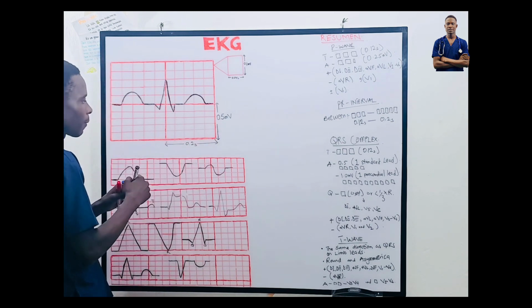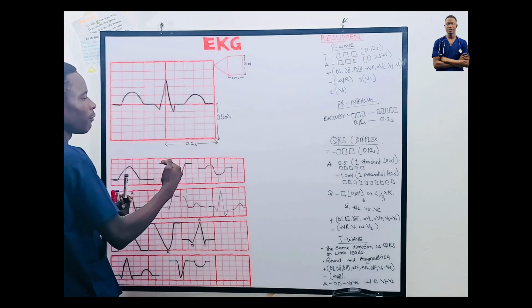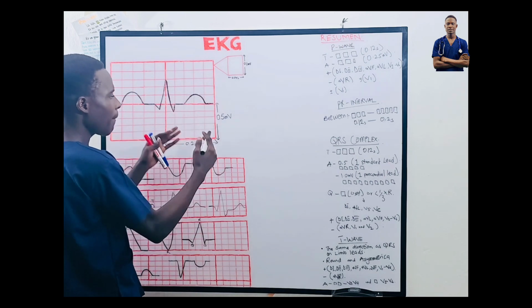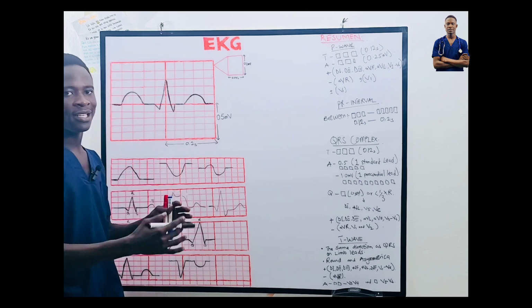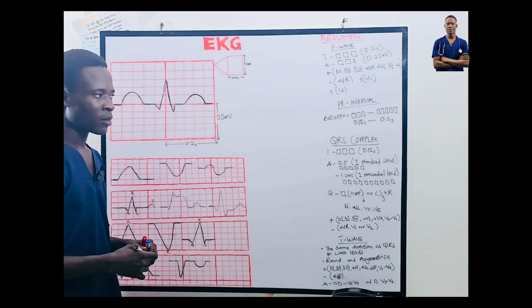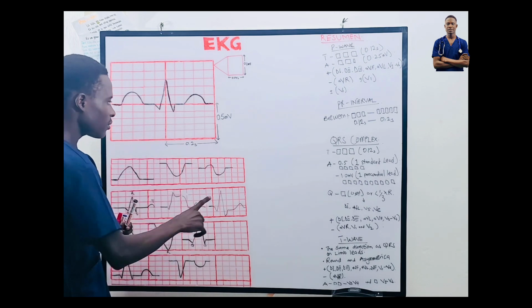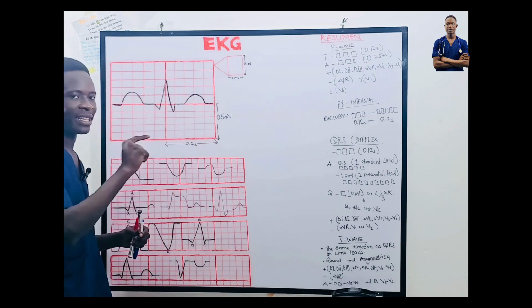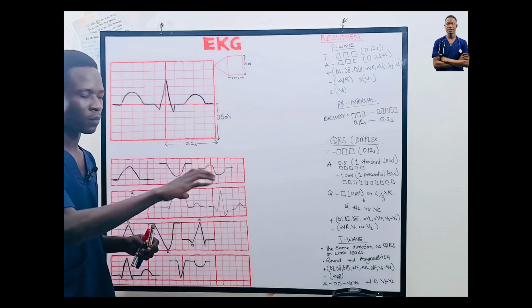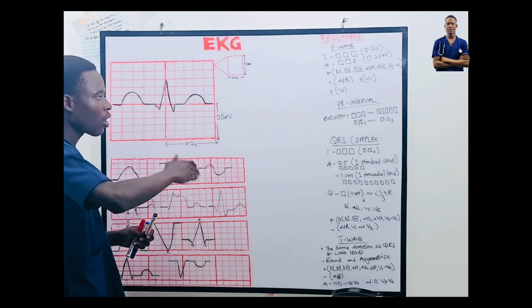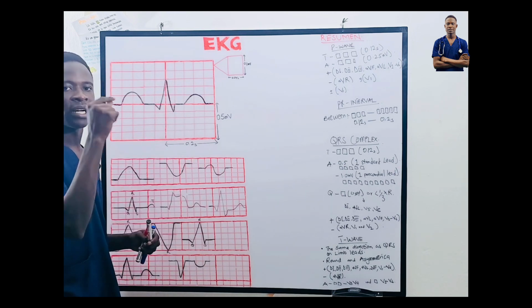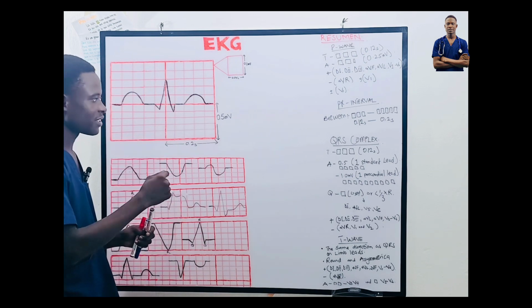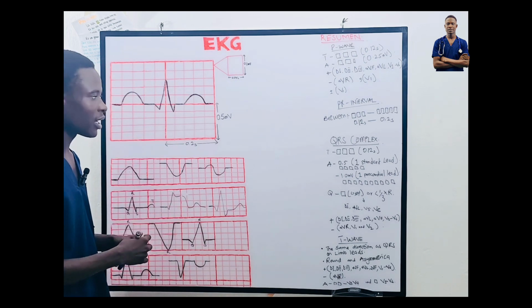If you take the graph, we have big boxes and small boxes. You understand? One big box contains 25 small boxes. The horizontal line of a box represents the time taken for the wave to travel. The vertical line of a box represents the amplitude of the wave, which is the intensity of the wave, and it's measured in millivolts. Do you understand?